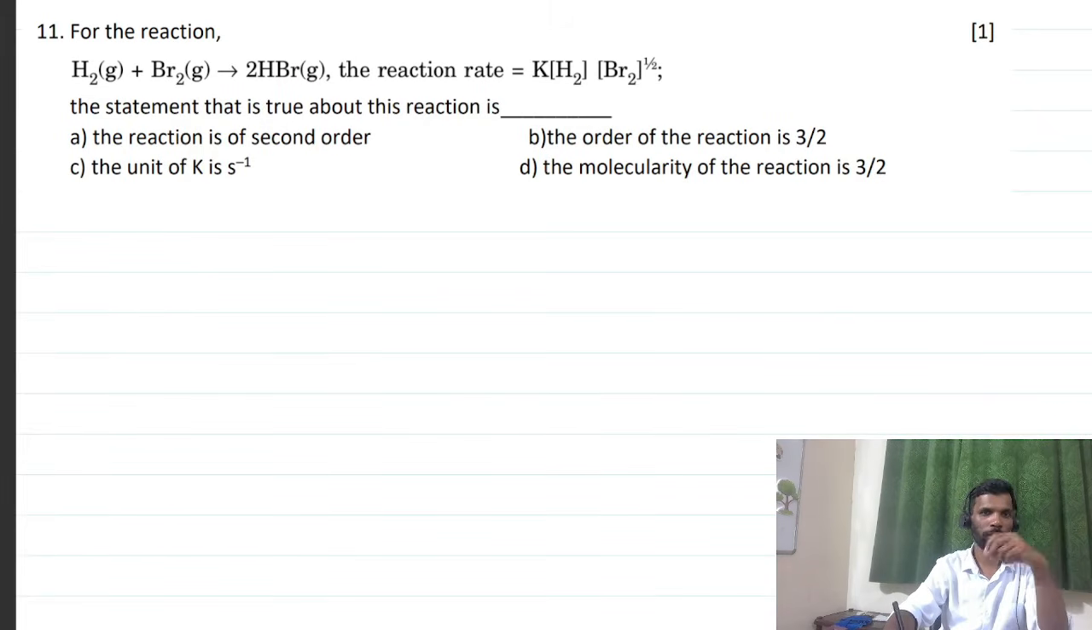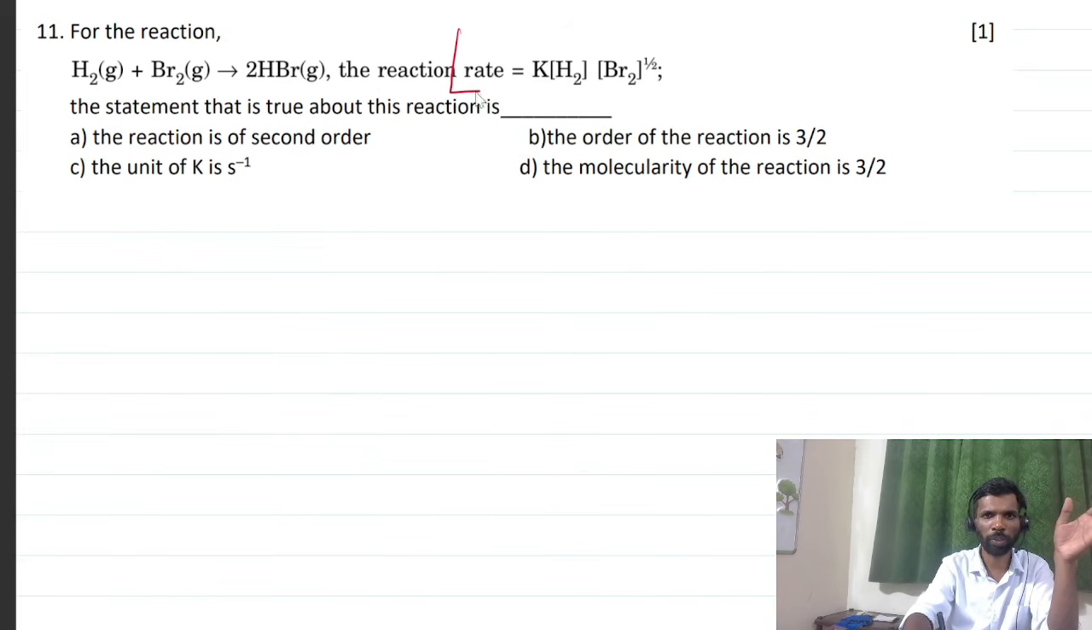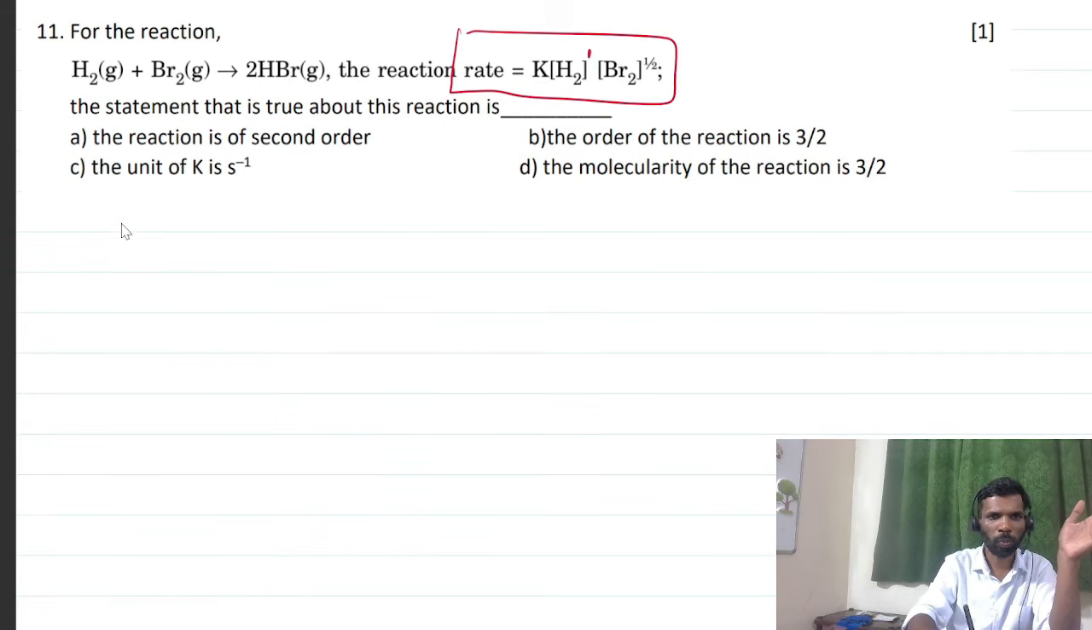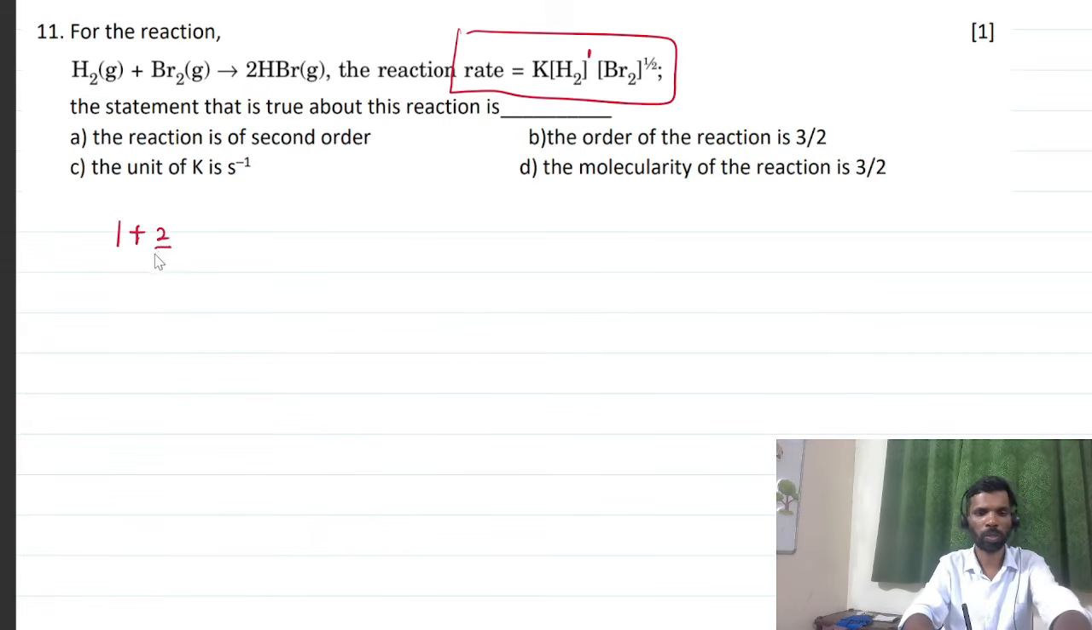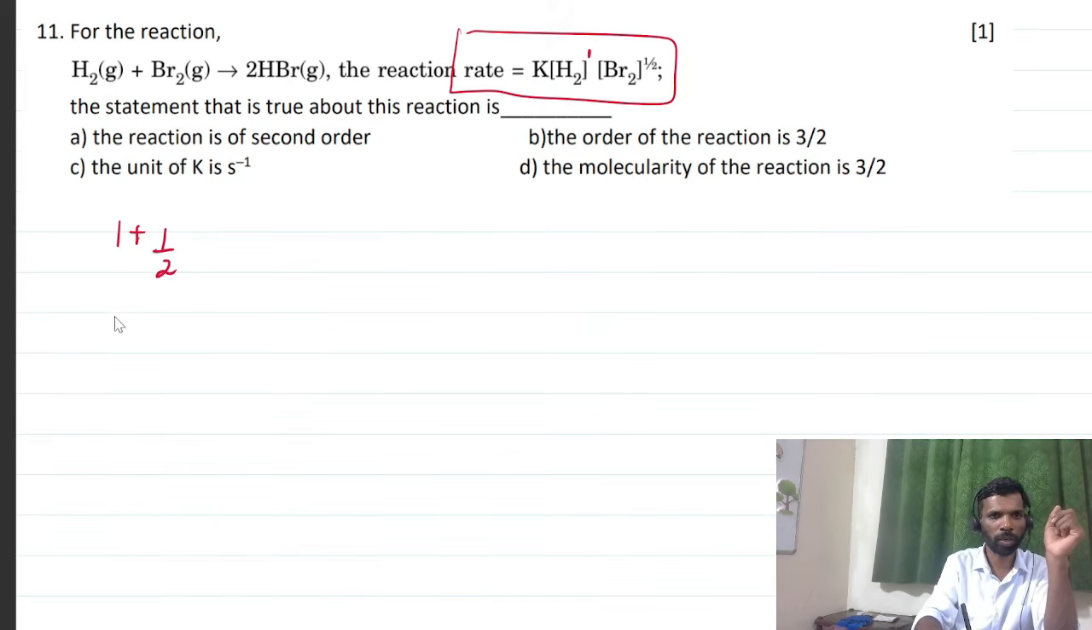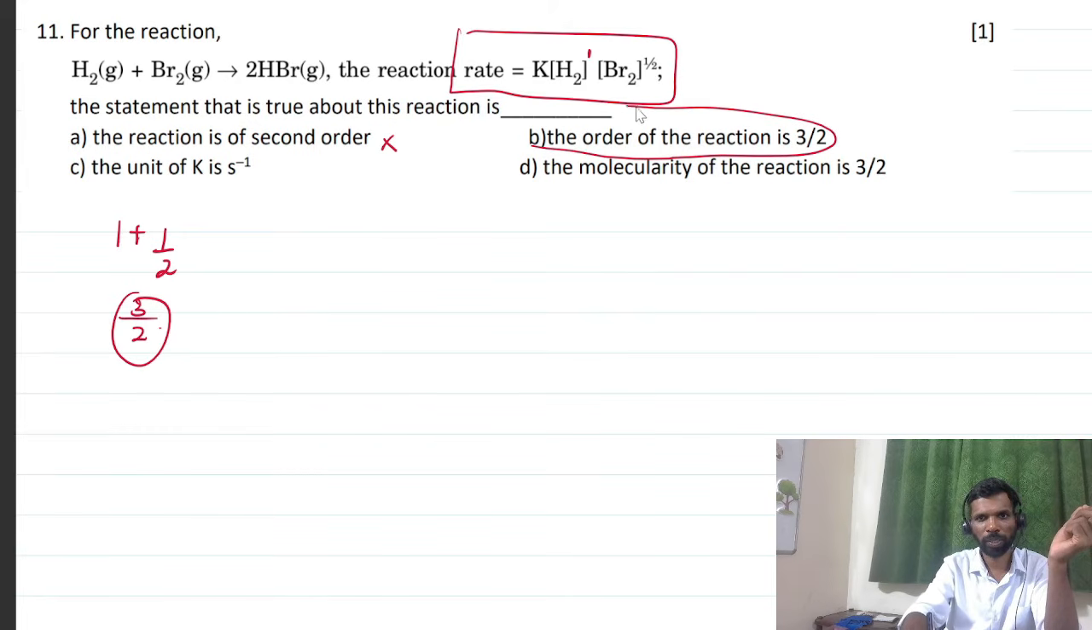Now this question over here, again MCQ, the statement that is true about this reaction. The reaction is of the second order, no. Over here, if you see the rate law equation, the order will be what? This is 1, nothing is there means 1 plus, oh sorry, not 1 plus 2, 1 plus 1 by 2. So this order over here comes to be 3 by 2, right? So this is not the correct one. The order of the reaction is 3 by 2. Yes, this is the correct one. Option B is the correct one for this.